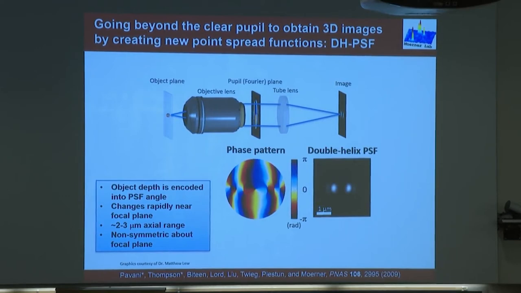And more importantly, as you move the object in Z, if you have different emitters at different Z positions, then you see that these two spots revolve around one another. So that now I can encode Z in the angle of the line between those two spots. So that's what this is all about. It's a way to get Z by encoding the information in the image of the single emitter.